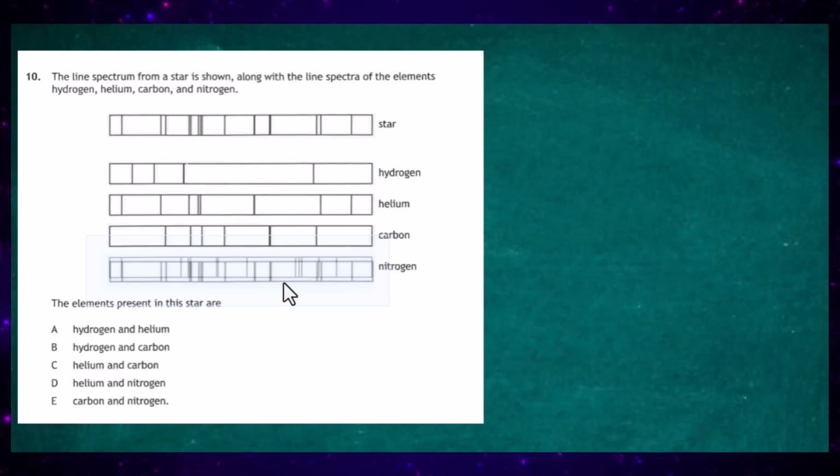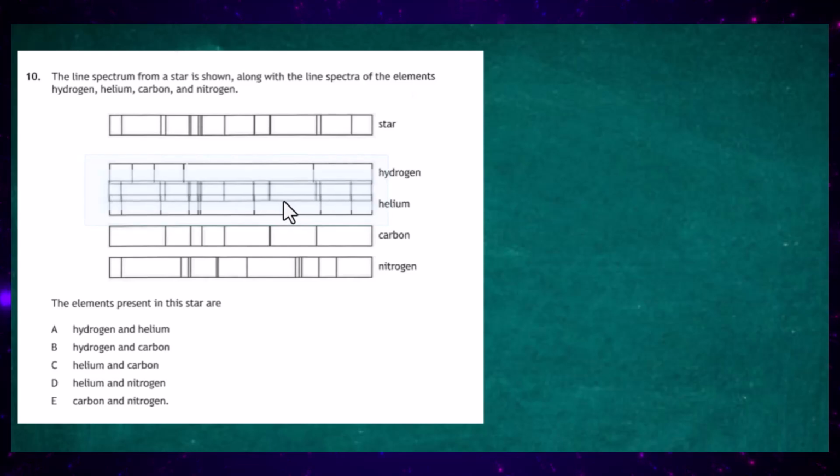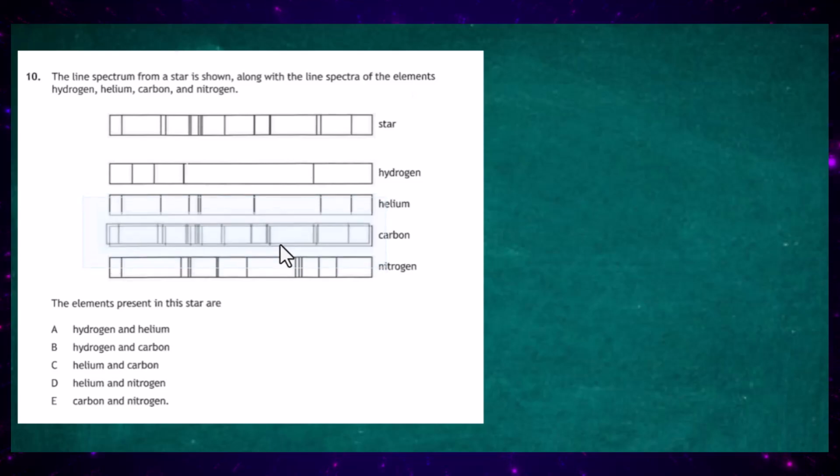So according to this, it's got to be helium, because helium definitely matches up. You can see that. If you draw your rulers down, I'll match them up like that. Helium's definitely one, and the other one is definitely going to be carbon. Carbon lines up as well. So your response to that one is we're looking for helium and carbon. Those are the ones that match up, and that's going to be response C.